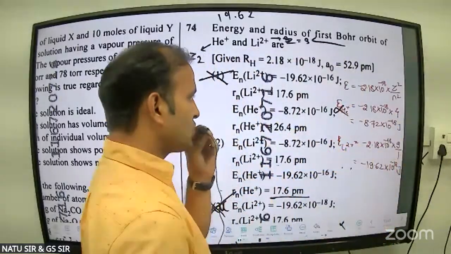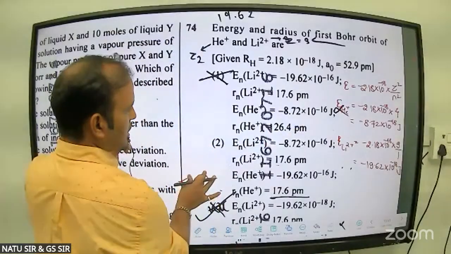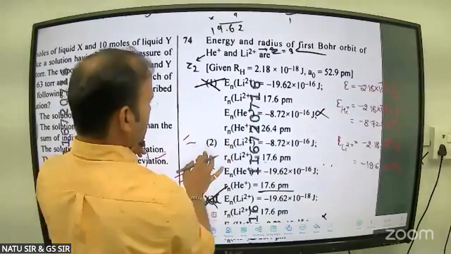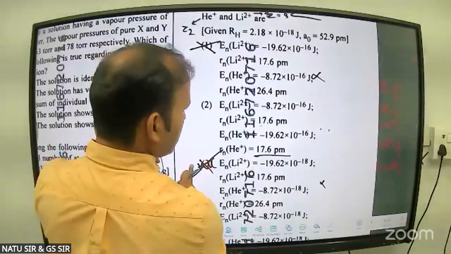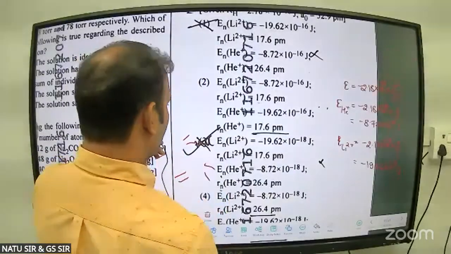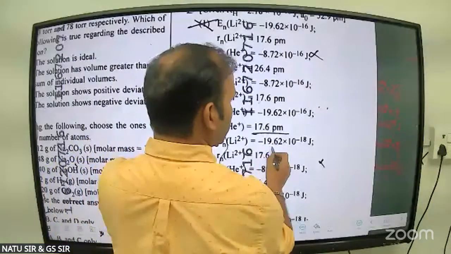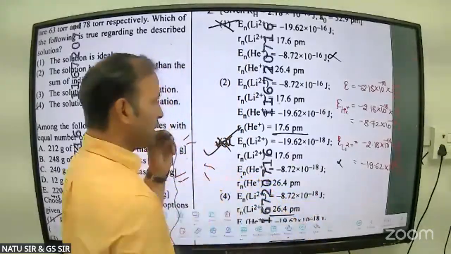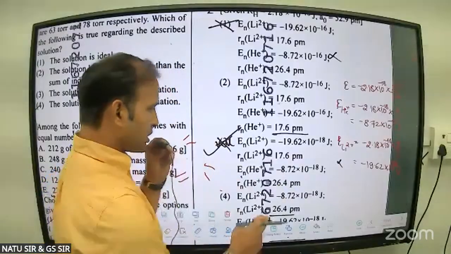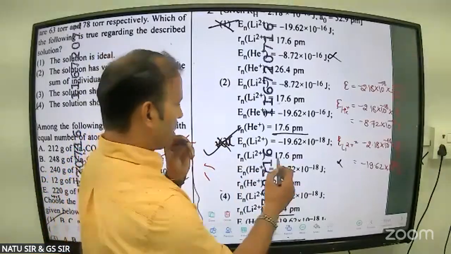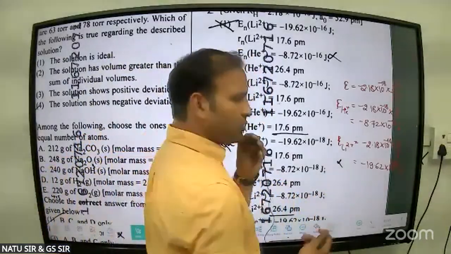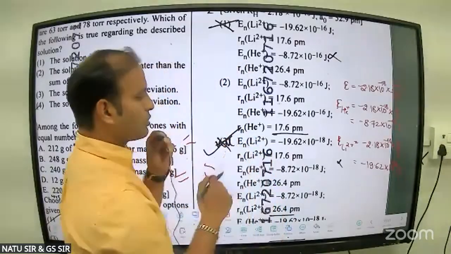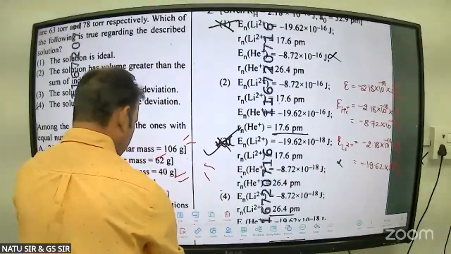So on the basis of energy, we have probably got the answer. If we check the answer options, if you see option number 3, here Li is -19.62 into 10 raised to -18, and if we talk about helium, the same, -8.72 into 10 raised to -18. Now if we want to calculate the radius, the formula is radius equals 0.529 into n square upon Z, and from that you get the radius.